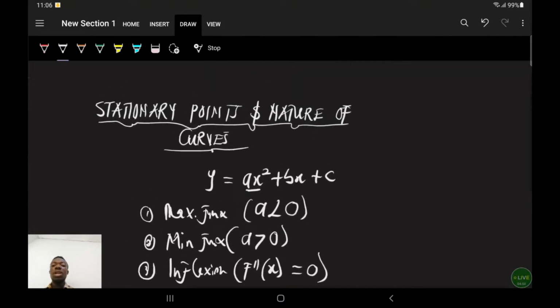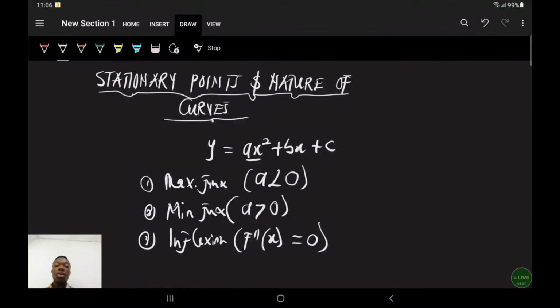When it comes to determining their stationary points, a stationary point is a point where the curve changes its direction. I hope that is clear. When you get to that point, the curve doesn't move anymore. Assuming the curve is in motion, at that point it doesn't move anymore. That's what we call stationary. We can also call it the turning point. So now let's start with the maximum function.